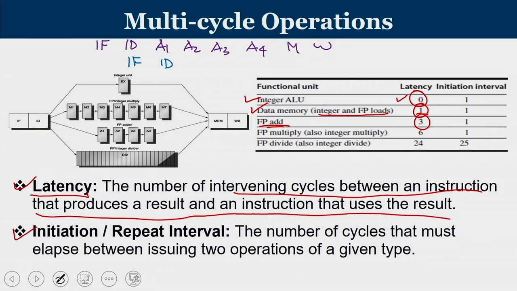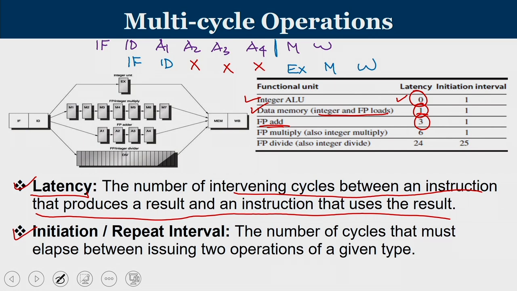EX cannot start at this point because the result of the floating point add is available only at this point. So the EX can be kept only here, and this is going to be MEM and write back. Now how many cycles are spared? You can see that here I cannot perform EX. So basically 3 cycles have to be intervened.